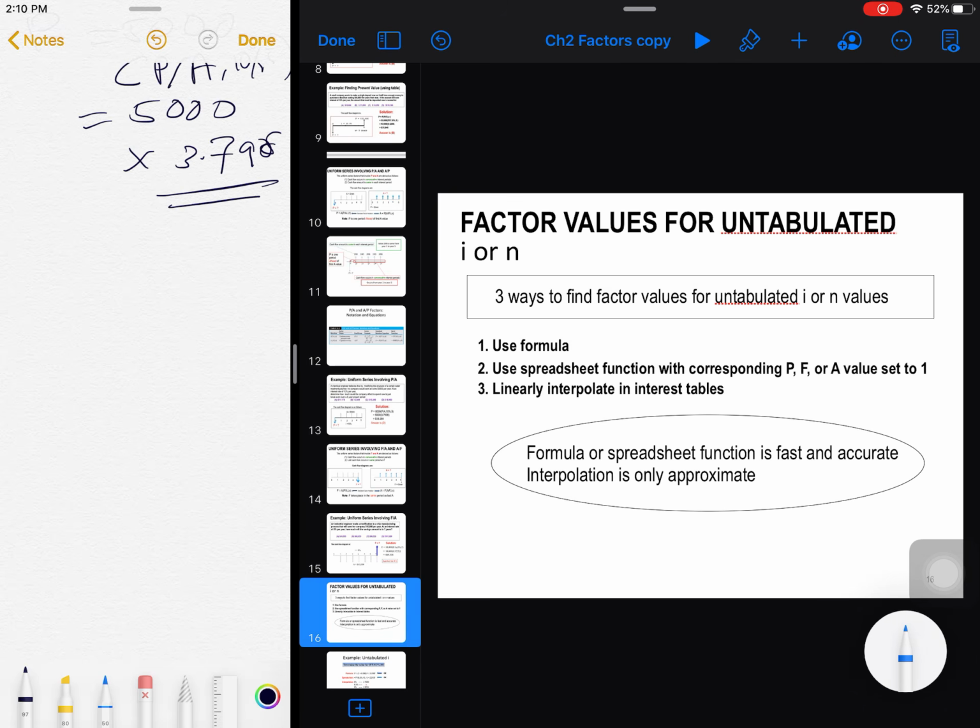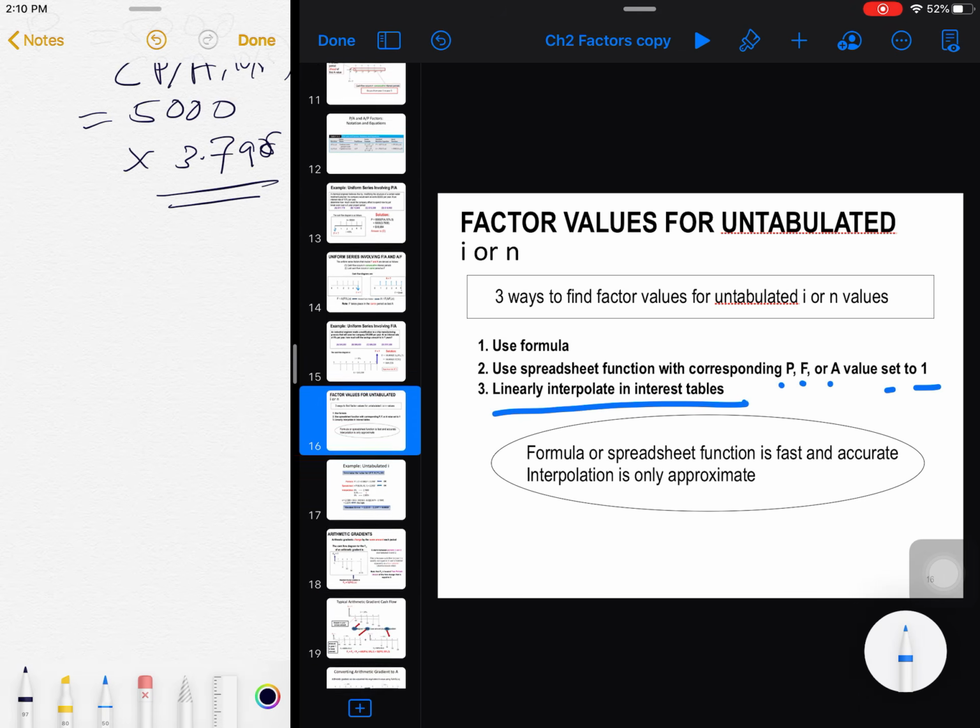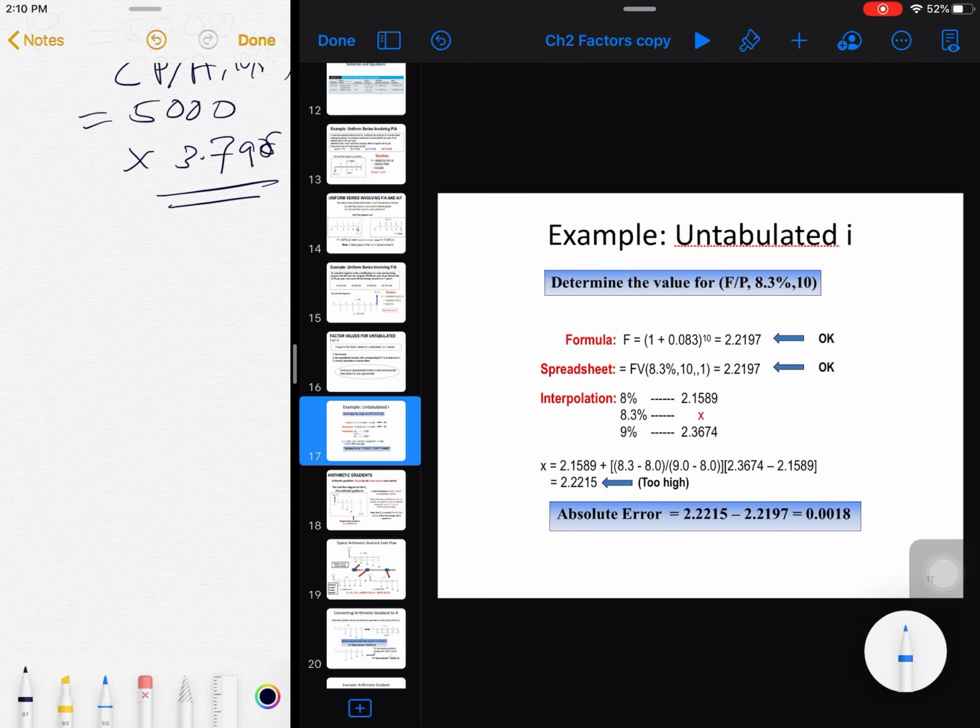There are 3 ways to find factor values for untabulated I or N values. First, you can use a formula. You can use a spreadsheet function with the corresponding P, F, and A value set to 1, and linearly interpolate in the interest tables. You can find in some of the questions we will give you in your tutorial, in your examination or your midterm, we would probably ask you to do some interpolation. Okay, now we should move on.